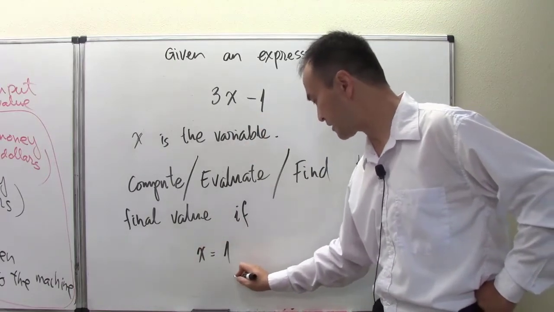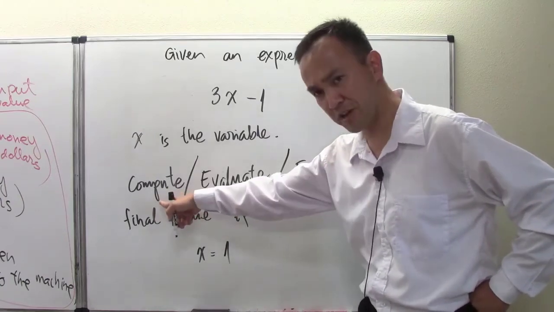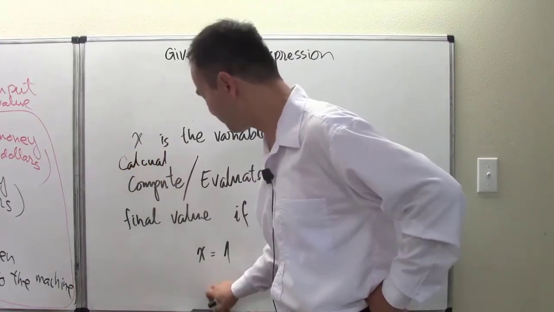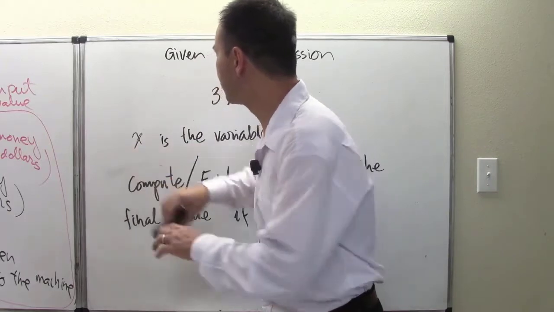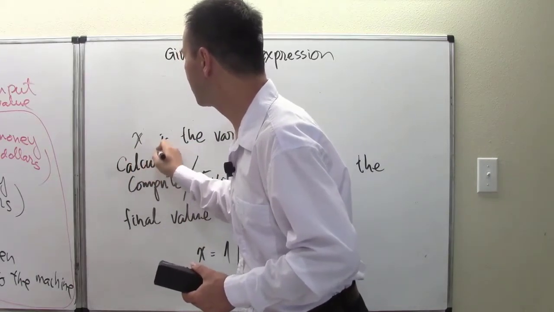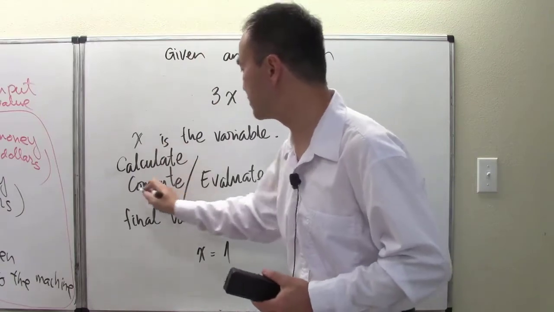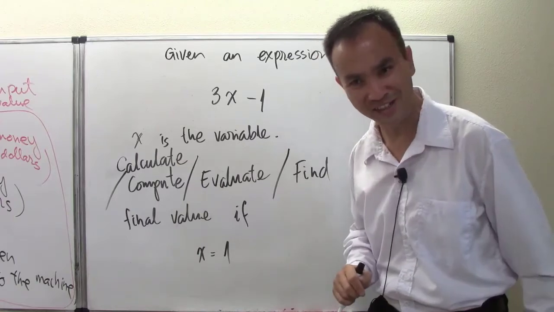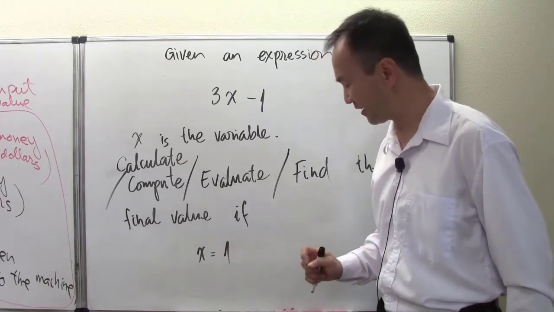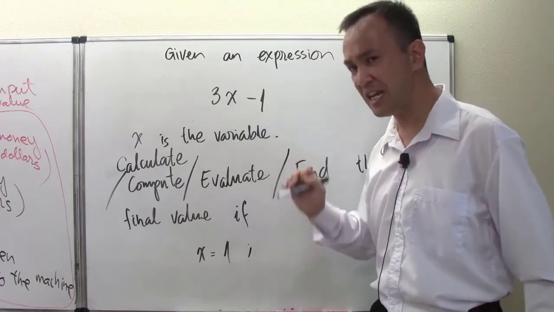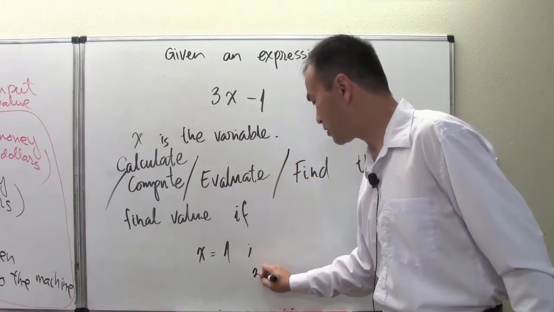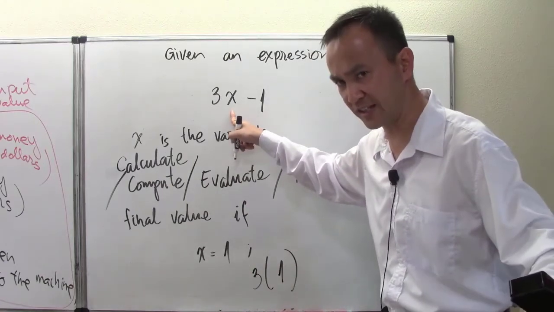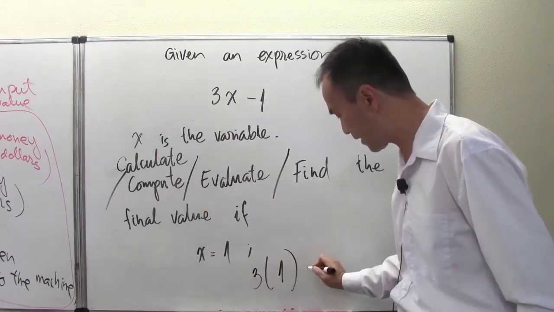This expression says, in order to calculate, I should have also mentioned that term, calculate. We can calculate, we can compute, or we can evaluate. Basically we want to come up with a final numerical answer. So when x equals 1 specifically, this expression indicates that we multiply 3 with the quantity, no longer represented as x, but specifically 1. So 3 times 1 minus 1.